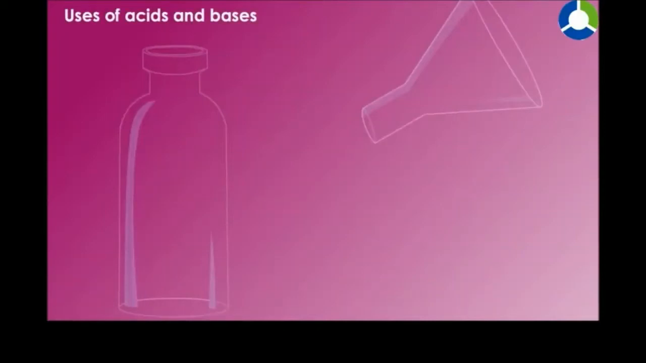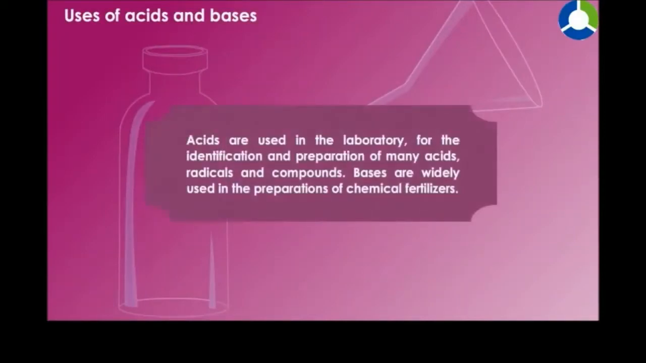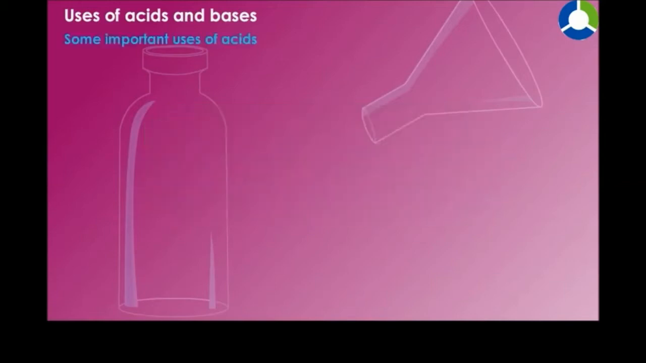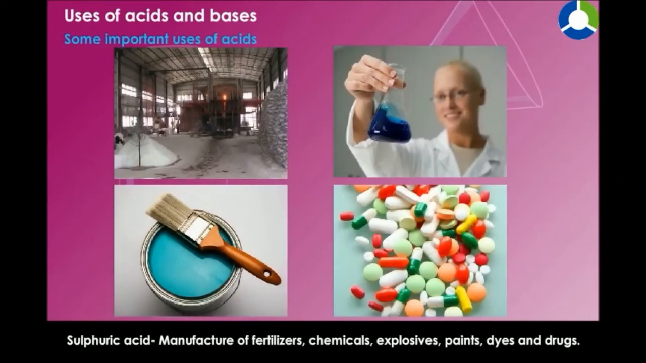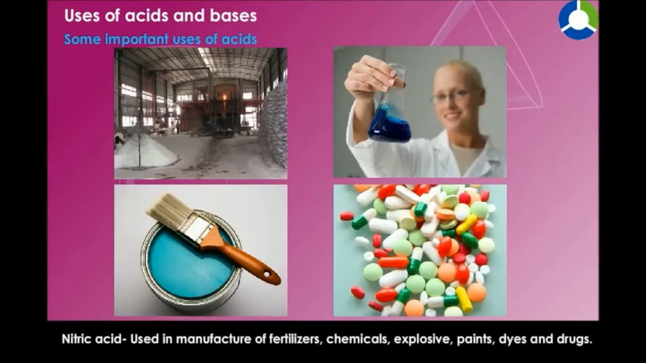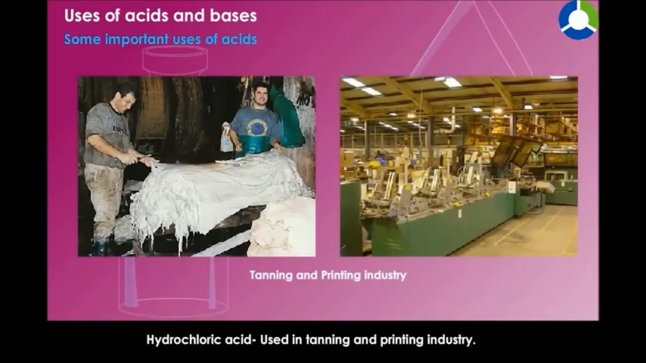Uses of acids and bases. Acids are used in the laboratory for the identification and preparation of many acids, radicals and compounds. Bases are widely used in the preparation of chemical fertilizers. Some important uses of acids. Sulfuric acid: manufacture of fertilizers, chemicals, explosives, paints, dyes and drugs. Nitric acid: used in manufacture of fertilizers, chemicals, explosives, paints, dyes and drugs. Hydrochloric acid: used in tanning and printing industry.